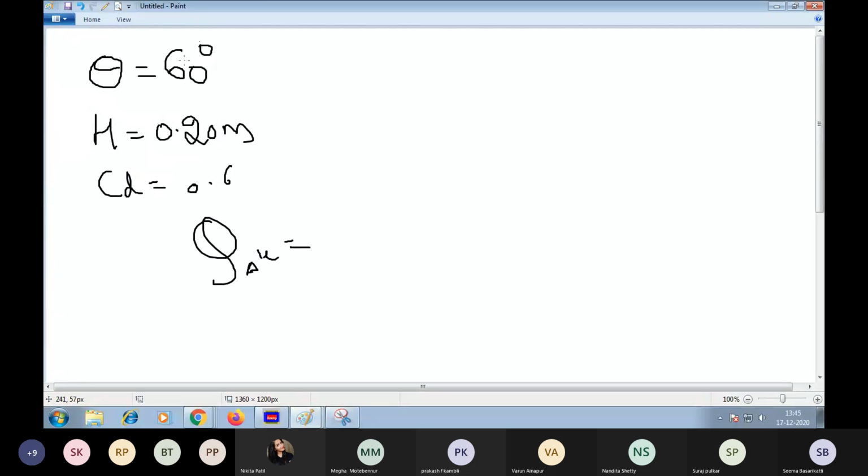So take the value of theta as 60, H as 0.20 and CD as 0.6, and tell me the value of discharge. It is a very simple problem. Solve it and tell me the answer for this.